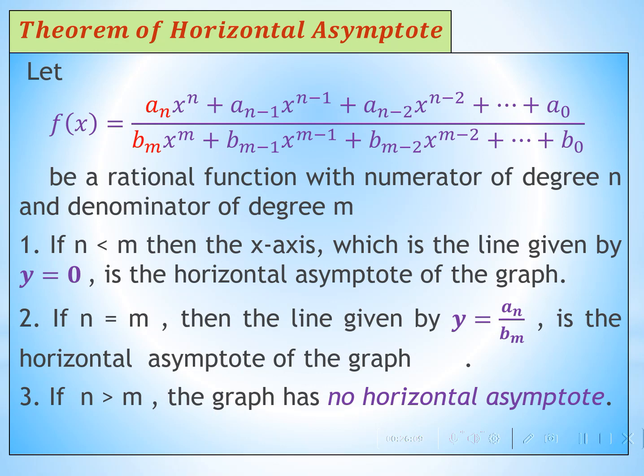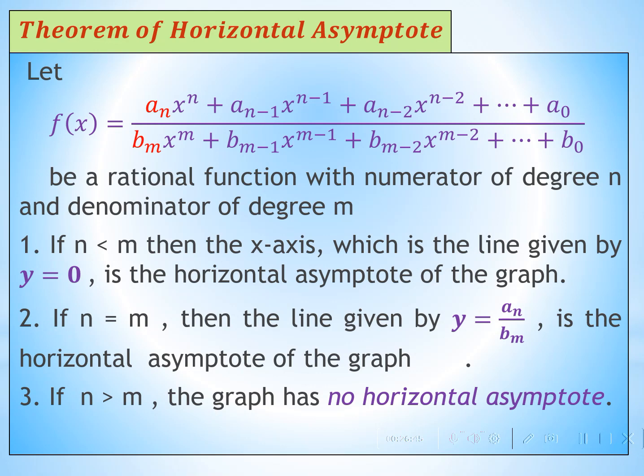That is because there are only 3 possibilities for the relation between n and m: n less than m, n equals m, n more than m, where n is the largest power of the numerator and m is the largest power of the denominator. So, first of all, we have to arrange the two polynomials decreasingly. The possibility n more than m gives no horizontal asymptote, but the others do.